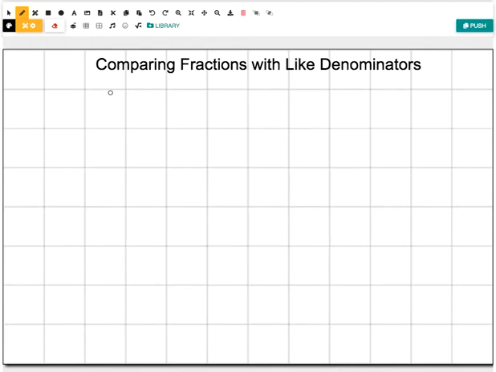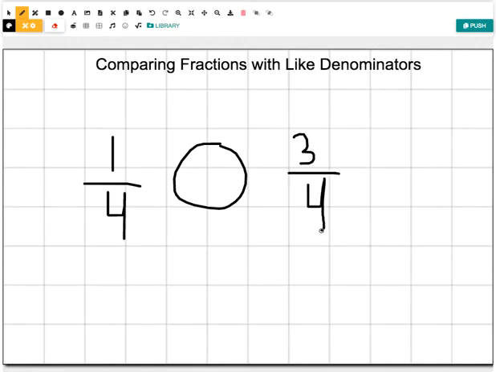So when comparing fractions with like denominators, let's say I have 1/4. I'm just going to put this little circle in the middle to put our sign, and 3/4. When we compare, we use our less than sign, our greater than sign, and our equal sign. So those are the symbols we'll be using when we're comparing. So we have less than, greater than, and equal to.